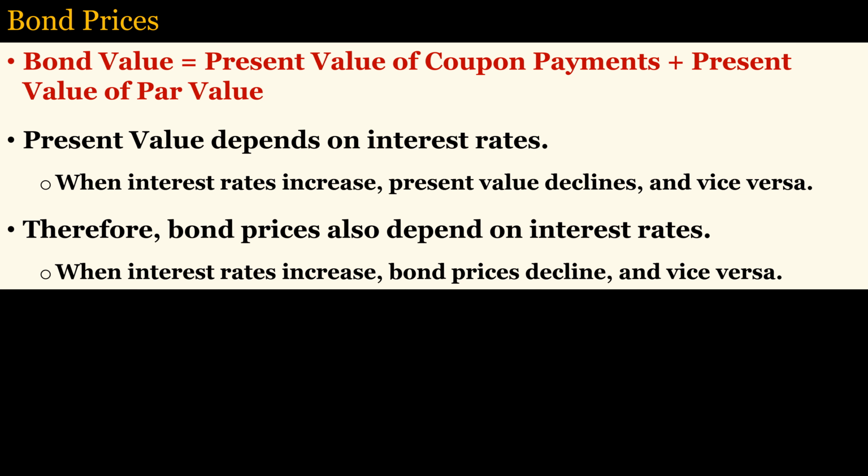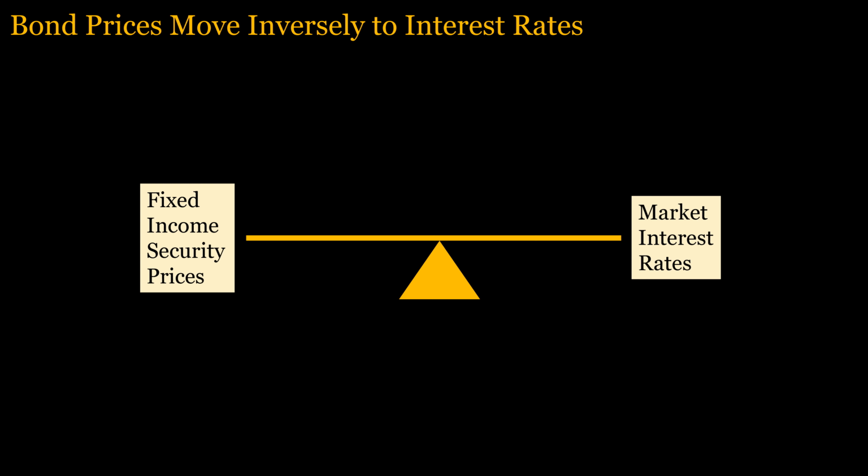To understand duration, you must understand how bond prices are determined. The value of the bond equals the present value of coupon payments plus the present value of the par value, which is received when the bond matures. Present value depends on interest rates. Therefore, bond prices also depend on interest rates. The prices of bonds move inversely to interest rates. When interest rates rise, bond prices decline, and vice versa.